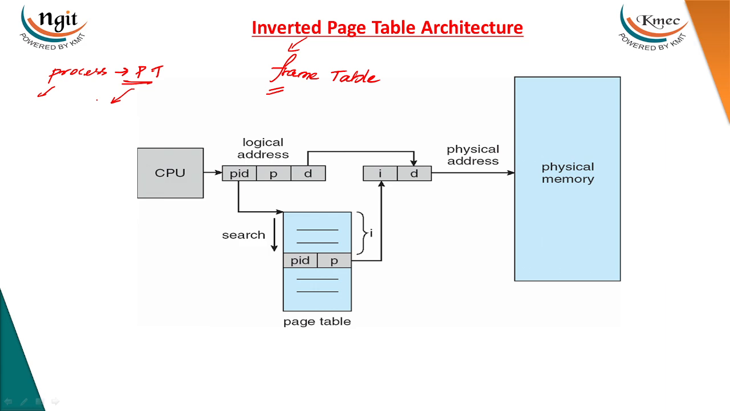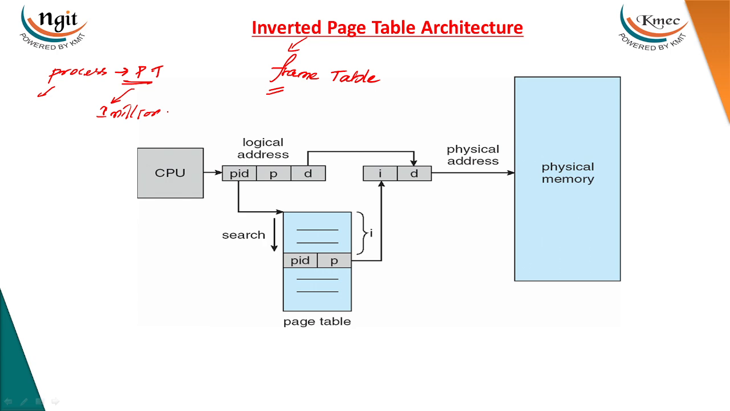As we have seen with 32-bit addressing, we have seen 1 million entries. If the number of entries is larger, the amount of space required to store them in main memory is also larger, and it will take a large amount of physical memory just to keep track of how the other physical memory is being used.